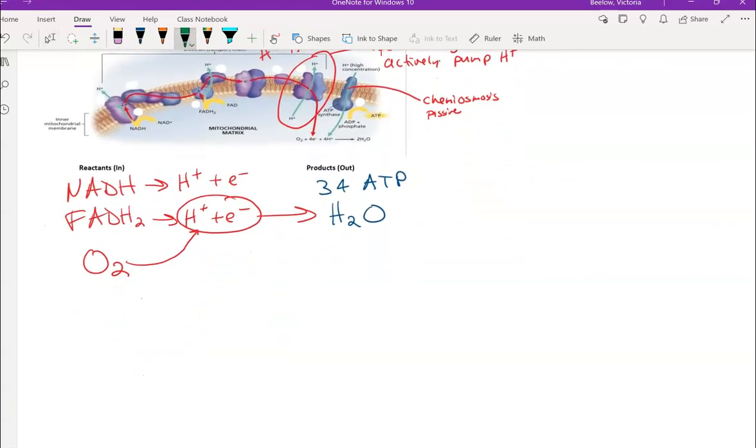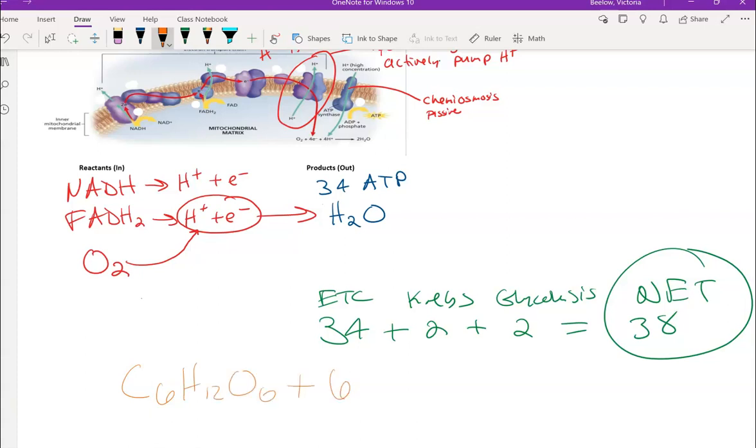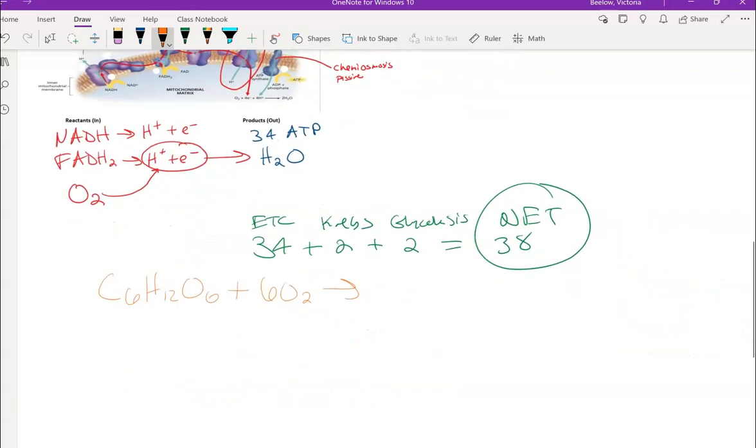So altogether, when all is said and done, you made 34 ATP in the ETC. You made 2 in the Krebs cycle, a net total of 2 in glycolysis, giving us a net total of 38 ATP. And again, this was all from taking glucose, C6H12O6, combining it with oxygen. There are 6 oxygens that are used. We get carbon dioxide and water as byproducts. And then, of course, our ATP or our energy that we can use to do things in our bodies.